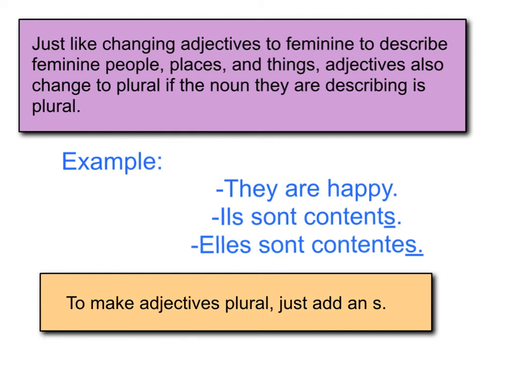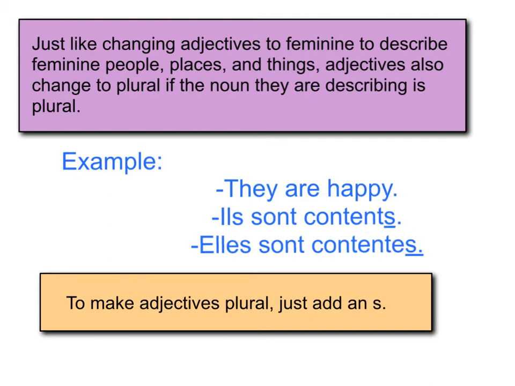So just like we change adjectives to feminine to describe feminine people, places, and things, adjectives also change to plural if the noun they're describing is plural. Okay, so for example, they are happy. We're talking about more than one person. Okay, so we have to say ils sont, they are, ils sont contents. And content has to match il plural. So it's masculine and plural.